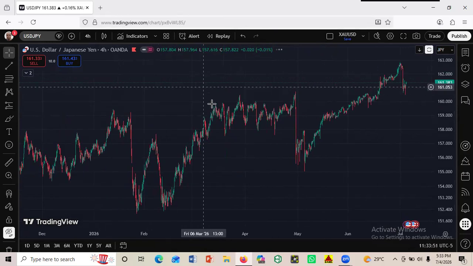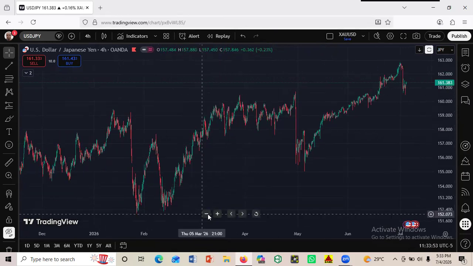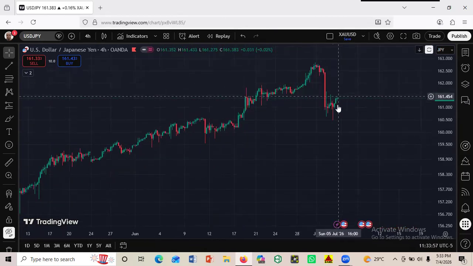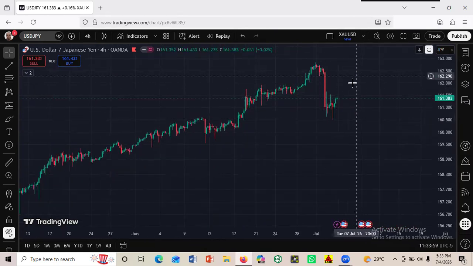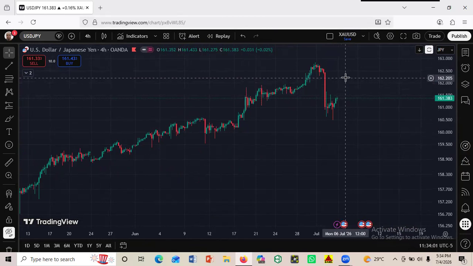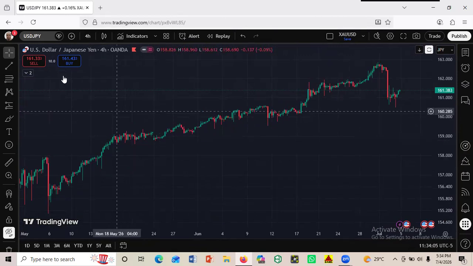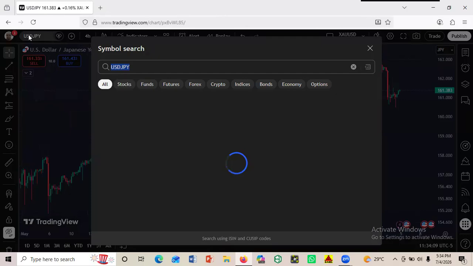So what we want to see is more correction, price going up, more correction right now to the upside for further drop on USDJPY.